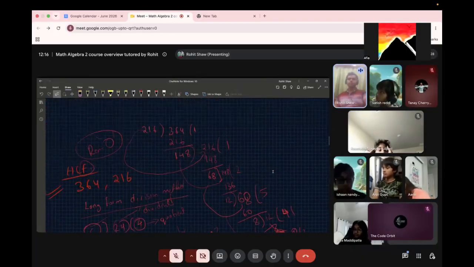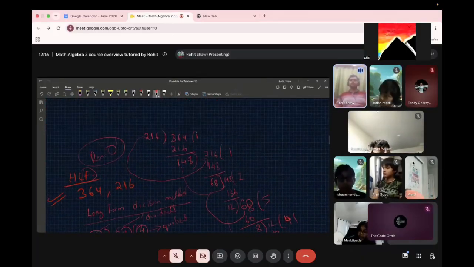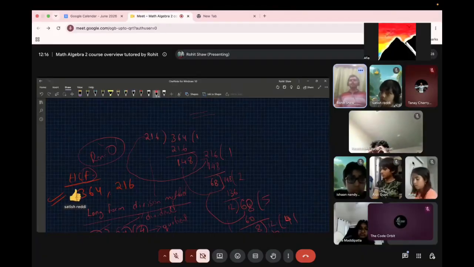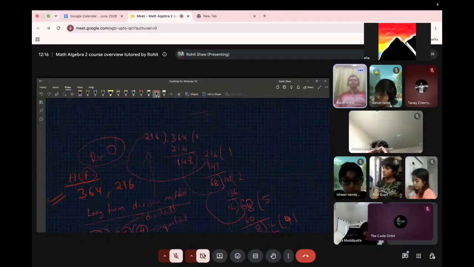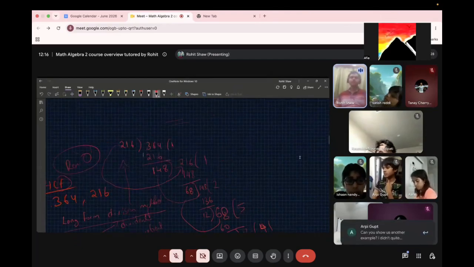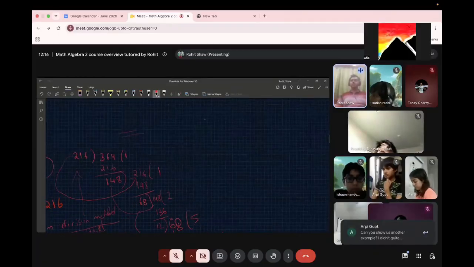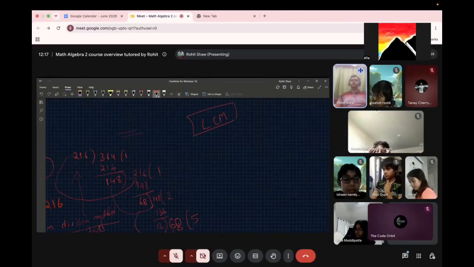So instead of finding the factors all the time, you can follow this method. This is very reliable because you don't need to find the factors all the time. Similarly for LCM, there is a quick way to find it. What is the quick way?